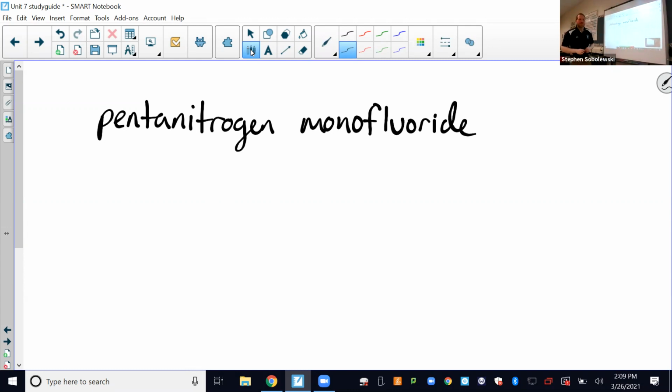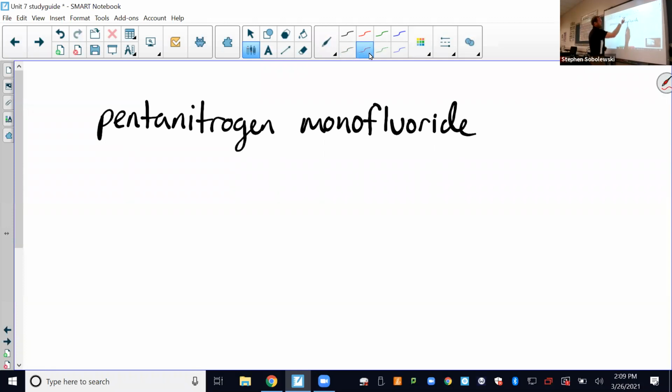By the way, as a disclaimer, most of these molecules I'm coming up with on the spot don't actually exist in real life. Like N and F would never bond in a 5-to-1 ratio like this, but we're just going through the naming practice. All right, I see penta, I see mono. I breathe a sigh of relief because I know it's going to be super easy, and the answer is right there in front of me.